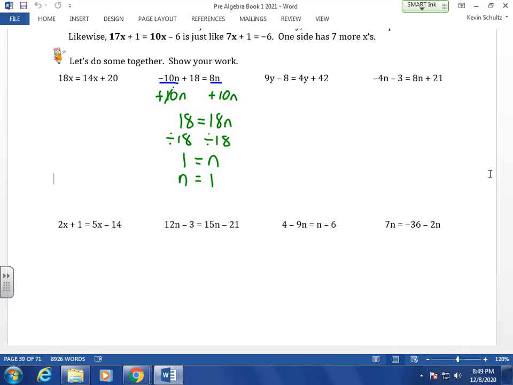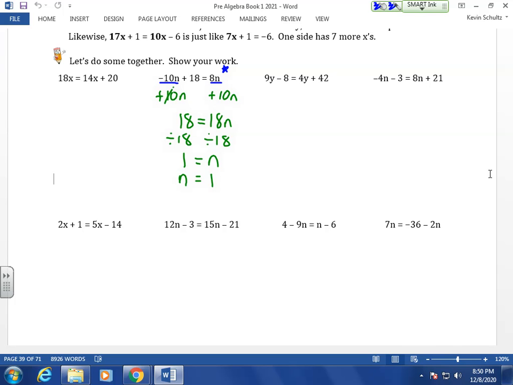Which value is larger, negative 10 or positive 8? Positive 8, right? So this side, the right side, we've identified as having more n's. The next question is, how many more? How much greater is positive 8 than negative 10?